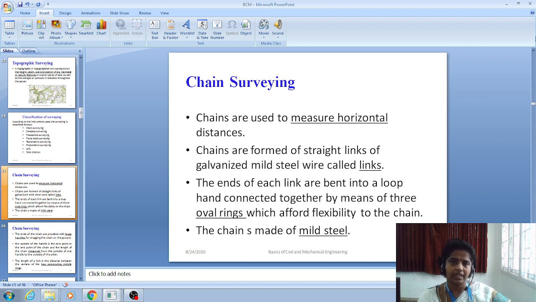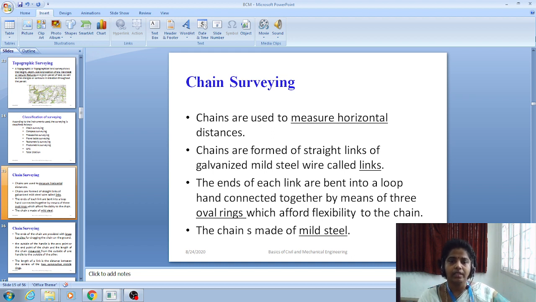Next we see the chain survey. What do you mean by chain survey? In chain survey, we survey the place using a chain. We use the chain to measure the horizontal distance only. It does not measure the vertical distance, only the horizontal distance between two objects.